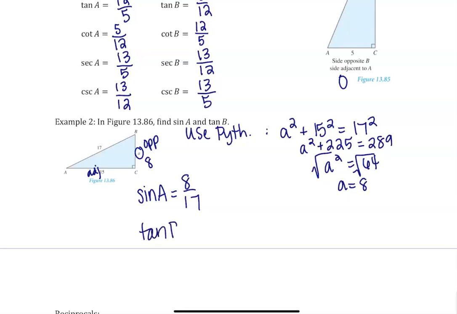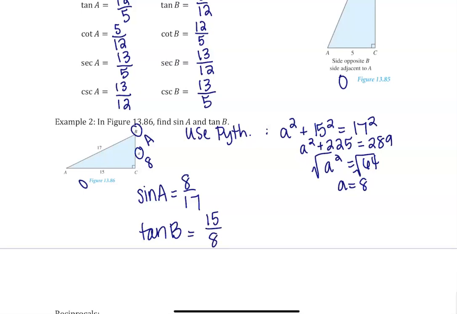And then to find tangent B, well, now we're looking at a different angle. And when we do that, angle B here, adjacent is the side next to it, opposite is the side across. So opposite over adjacent would be 5 over 8.